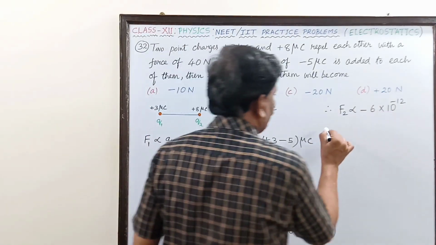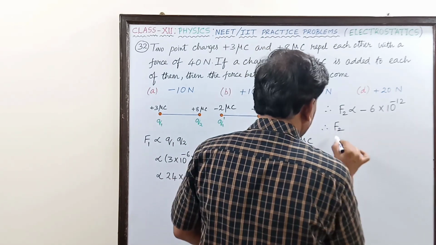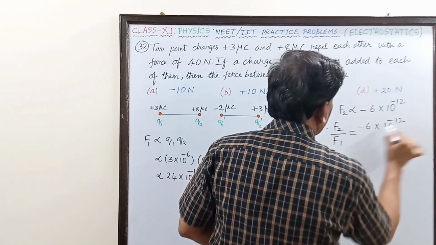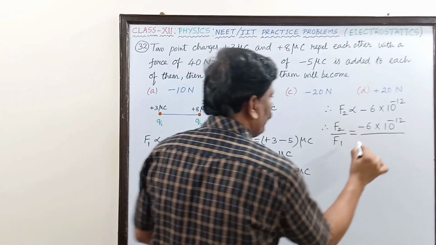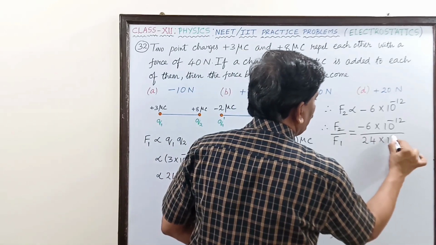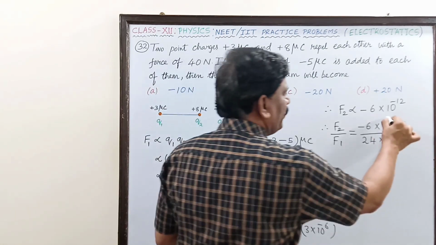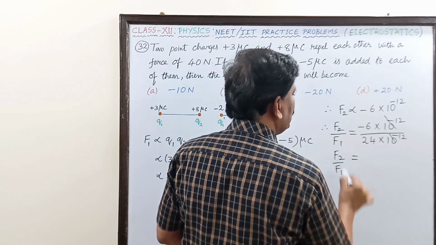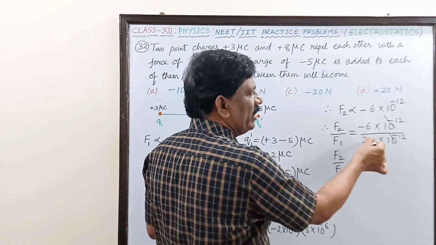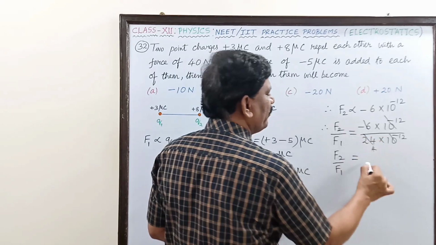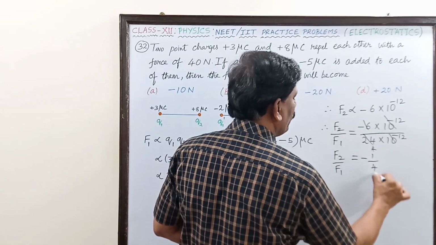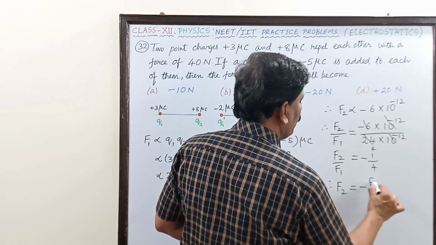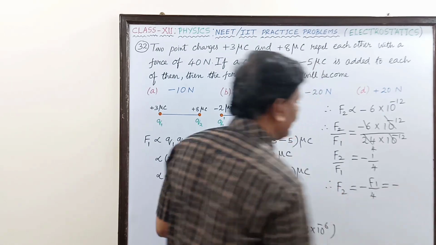Therefore F2 divided by F1 must be equal to minus 6 into 10 power minus 12 divided by 24 into 10 to the power of minus 12. Now 10 power minus 12 gets cancelled, and F2 by F1 is equal to, 6 fours are 24, is it not? So this is equal to minus 1 by 4. Therefore F2 is equal to minus F1 divided by 4.